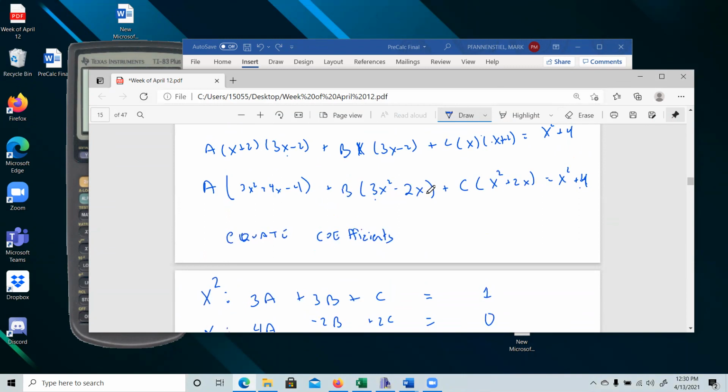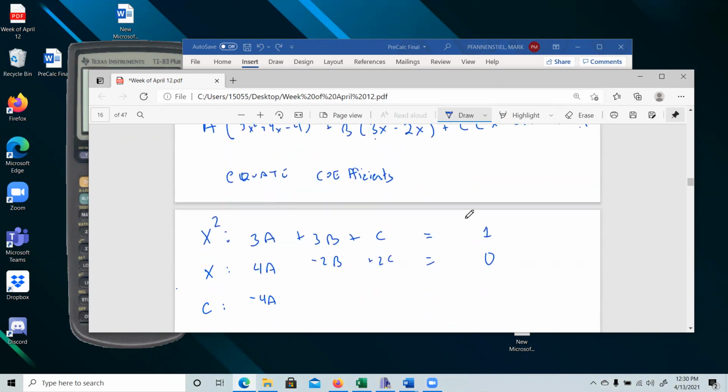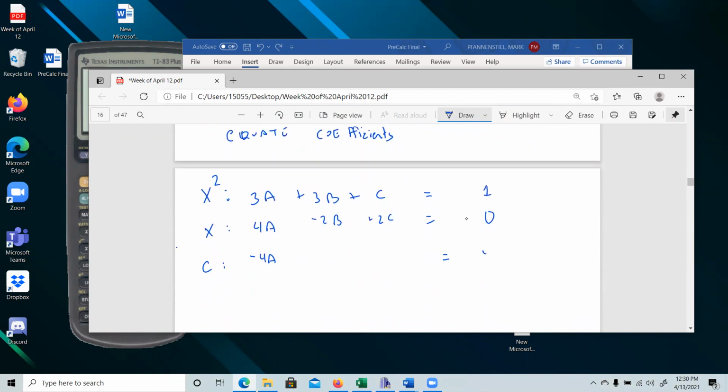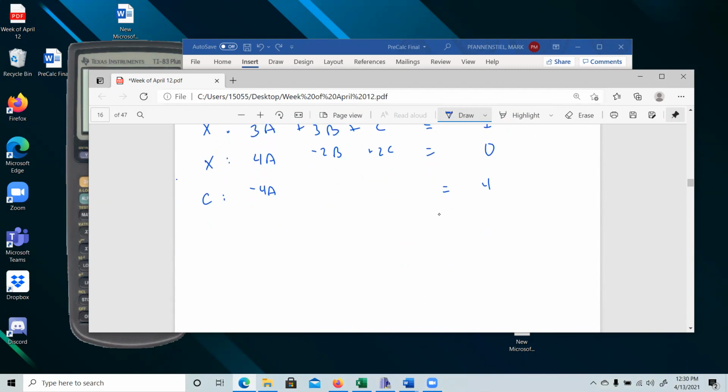This one didn't have a constant term, right? There is no constant term with b. There is no constant term with c. So that equals 4. I think we could pretty much conclude here that a is equal to negative 1. Okay. Look for stuff like that.